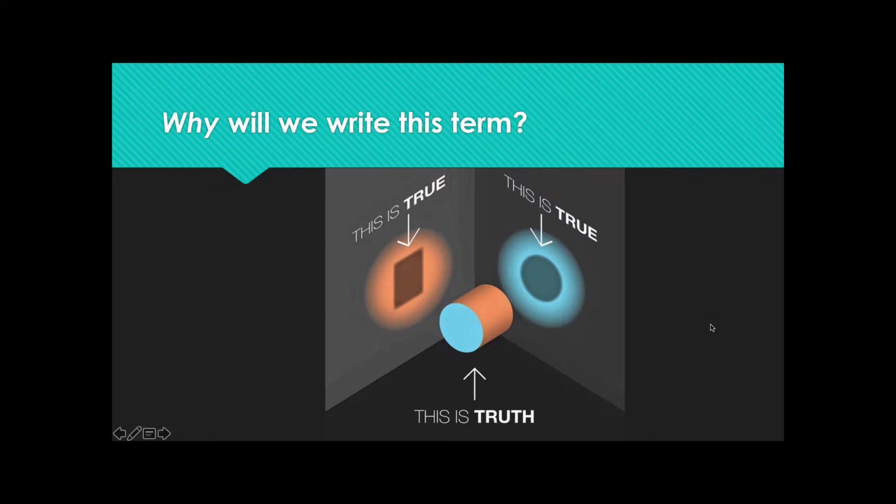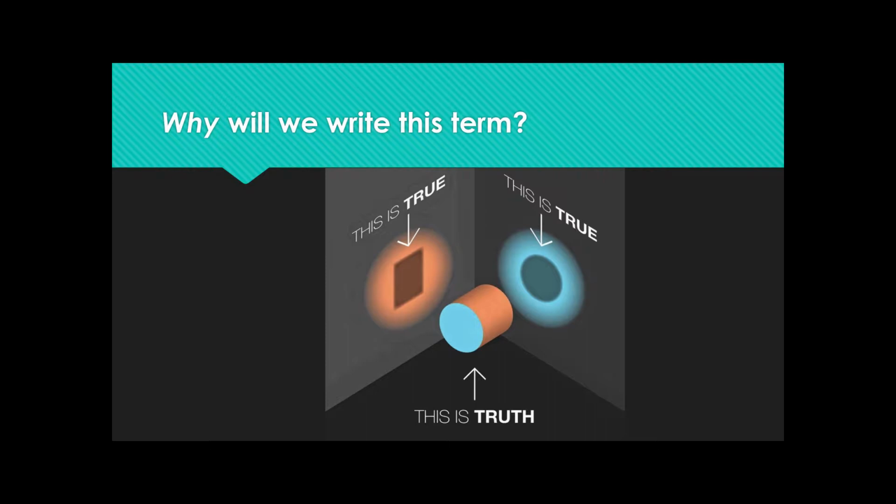Why will we write this way, this term? Why bother with the writing process? Why bother with the collaborative aspect? Well, the real reason is we are really writing to think. We're writing to get to the truth about things, to the best answers for problems.